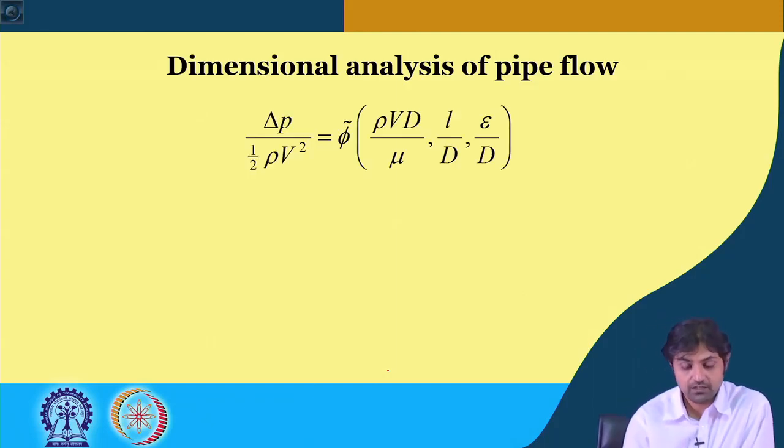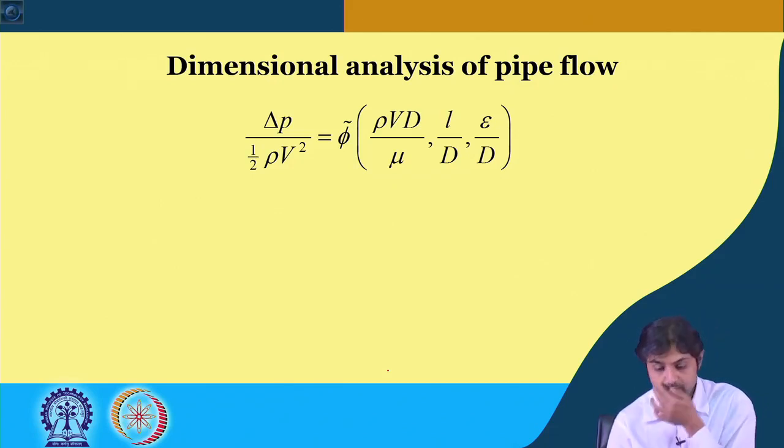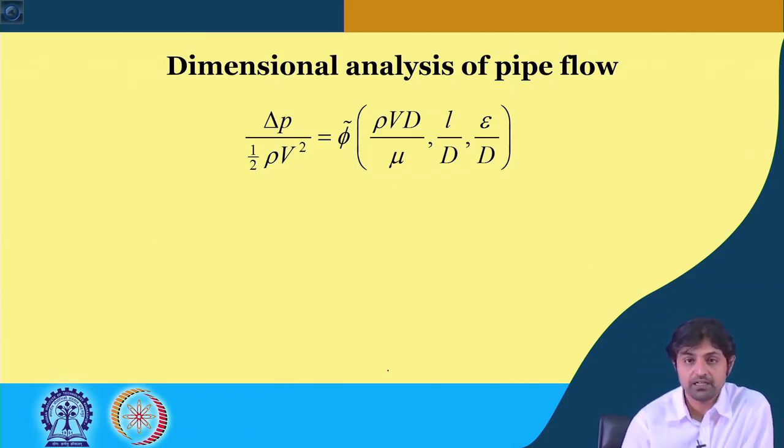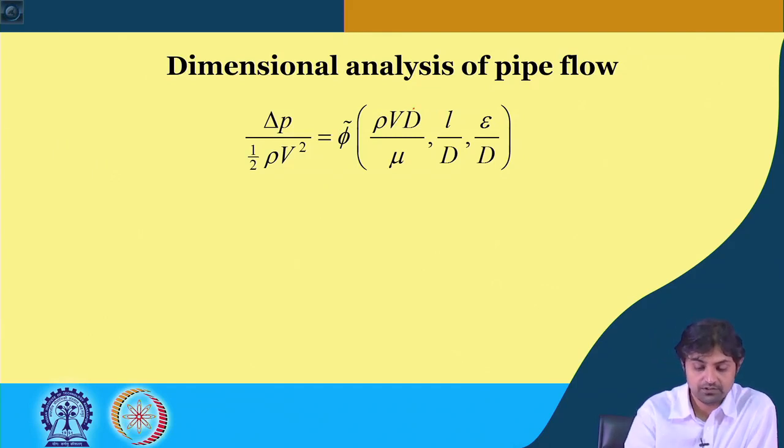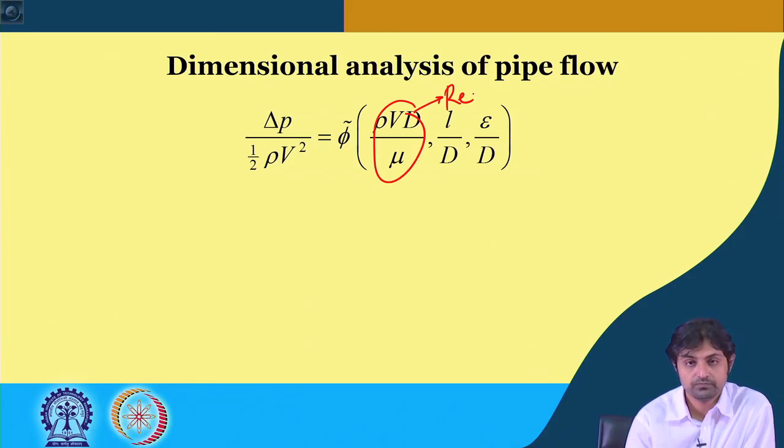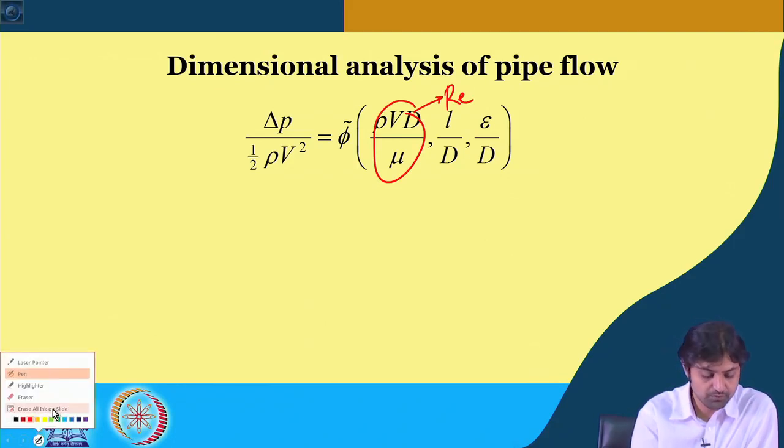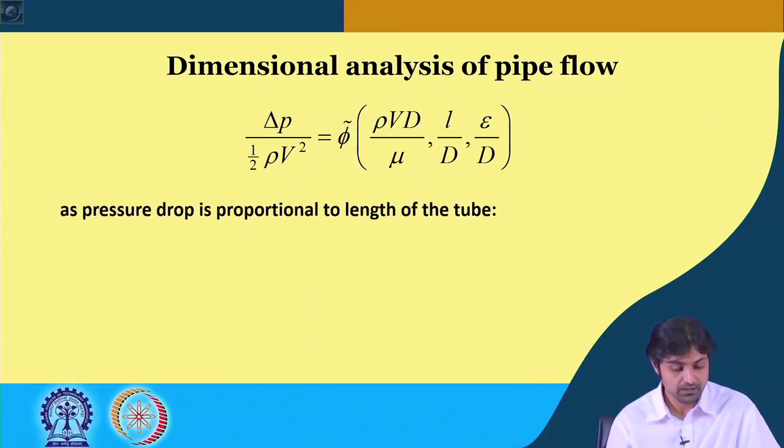So again we write down delta p by half rho v square is a function of rho v d by mu, L by d and epsilon by d. All right, what is this? This is Reynolds number. This we know from before, rho V d by mu.